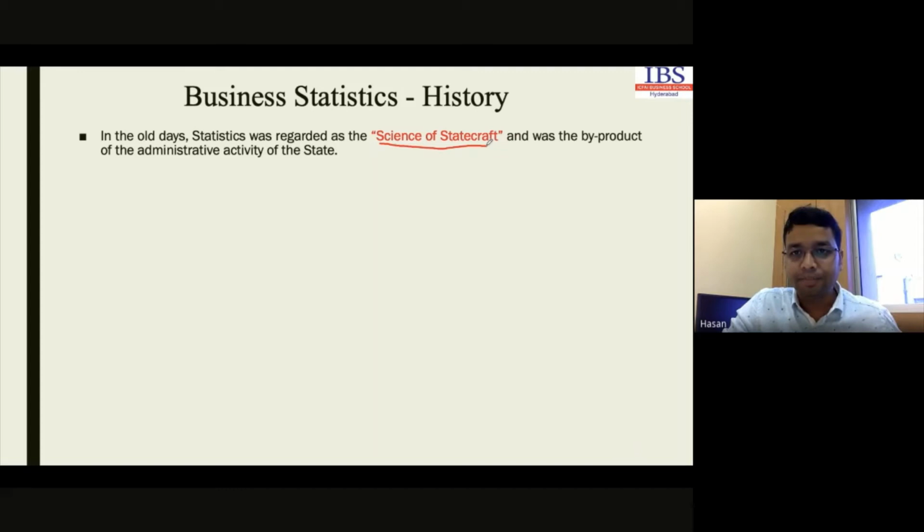So why is it a byproduct? Because statistics was primarily dealing with the activities of the administration, like the population census and gathering information related to the wealth of the country. So statistics in the ancient era was dealing with two different things: one is the population census, another is collecting information regarding the wealth of the country. So in the earlier era, statistics primarily dealt with this type of administrative activity. That's why it is called the science of statecraft.